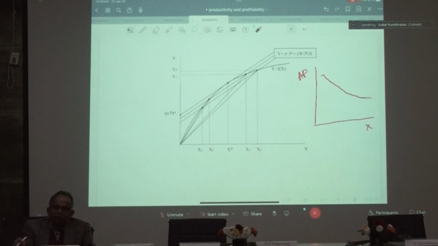Again, let me ask it again. Your objective is to maximize profit. From this graph, can you tell me how much of X you are going to be using? Say it again.